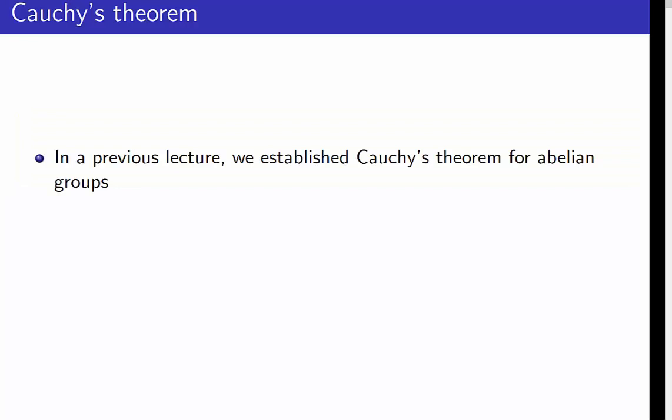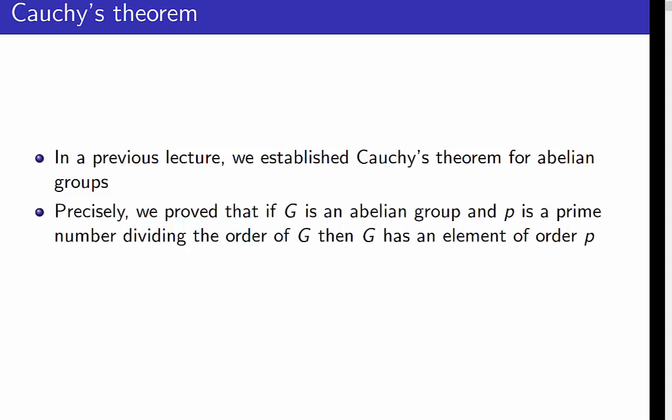Now, in a previous lecture, perhaps you recall that we've established Cauchy's theorem for abelian groups, and precisely we have proved that if G is an abelian group and p is a prime number dividing the order of G, then G has at least one element of order p.